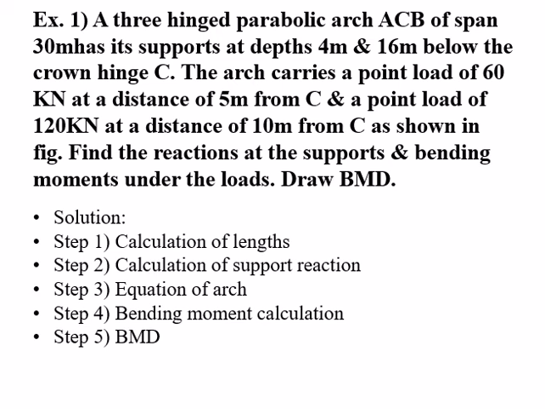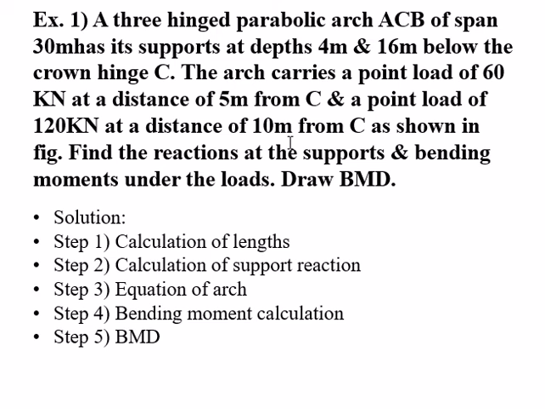We have to analyze this numerical with the help of the analysis of a 3-hinge parabolic arch with supports at different levels. So the given data is: L, which is the span of the arch, equal to 30 meter. Then the rises H1 is 4 meter and H2 is 16 meter. Two point loads act on this arch: on the portion AC, 60 kN at 5 meter from point C, and on the portion BC, a 120 kN point load at a distance of 10 meter from point C.